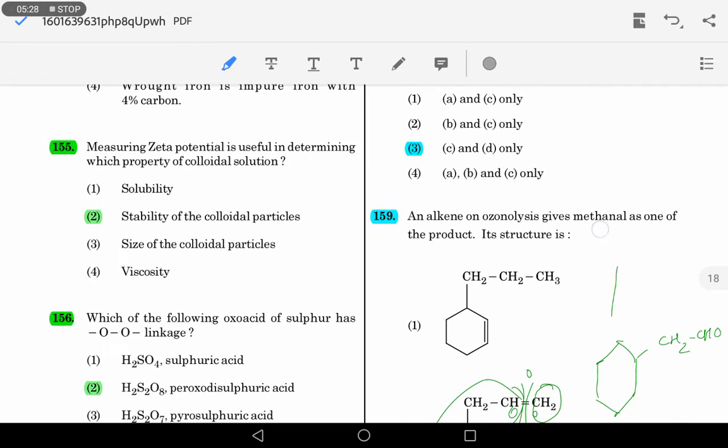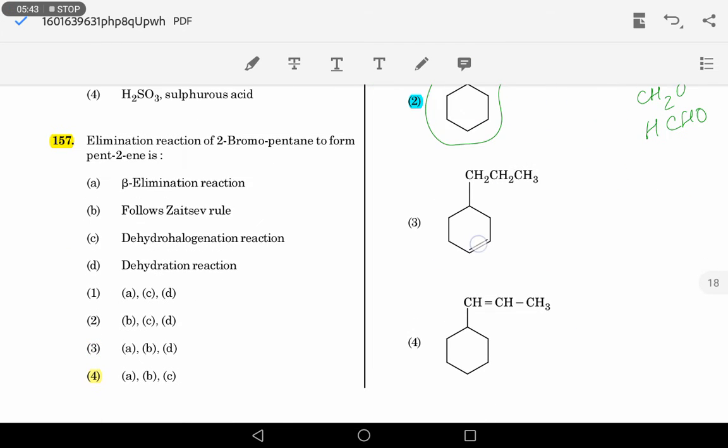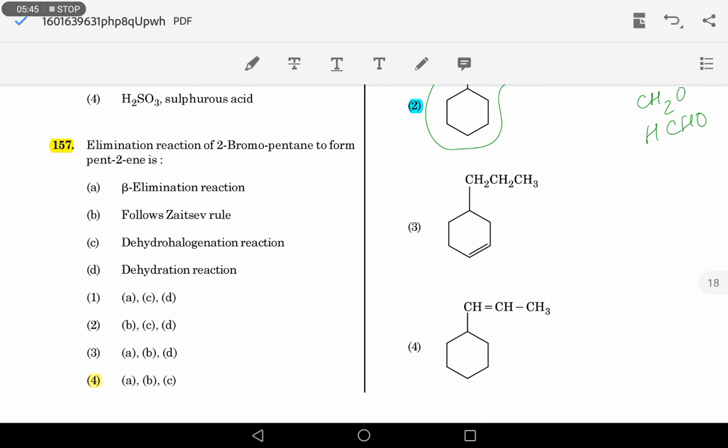So you could get methanol as one of the products with the second option. You could also try it for the others. If you cleave this, you will get only a single kind of product with oxygen on both the ends, both the terminals. For this, even in the same case, you will get a single product with oxygen on both the terminals. For this, you will get ethanol, not methanol.